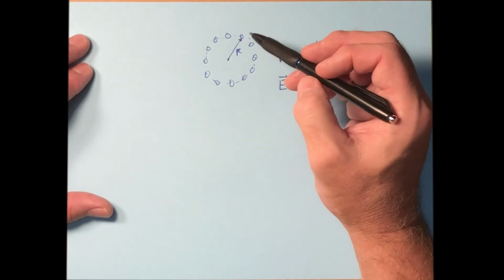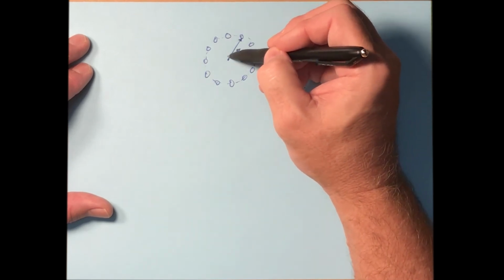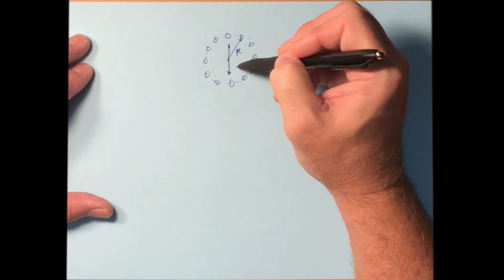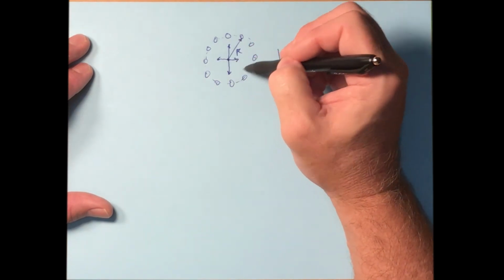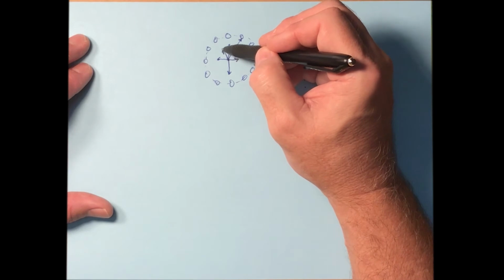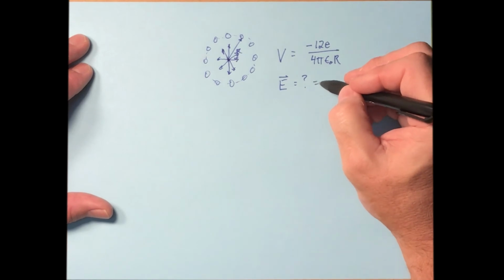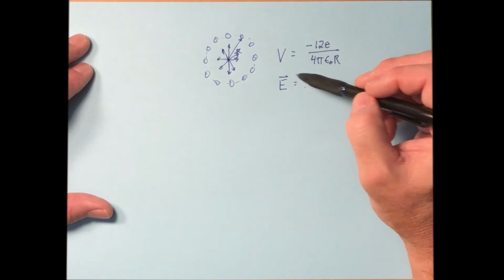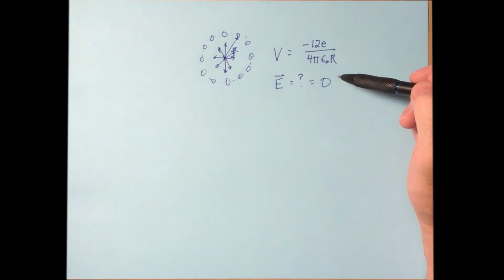Well, if you think about it for a minute, if all of these are negative charges, the electric field due to this top charge is going to point that direction. The bottom charge, which is exactly opposite of it, is going to point in that direction. Those two are going to cancel. The same in this direction, and since everything is the same distance away and there's symmetry here, all of those are going to cancel. So what's E going to be? E is going to be 0 at that point. So you can have a potential that is not 0 for an electric field that is 0. Keep that in mind.